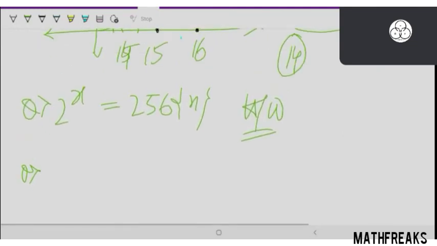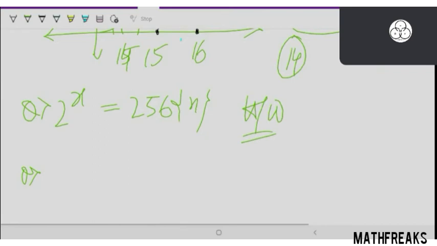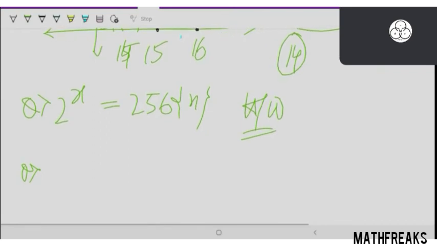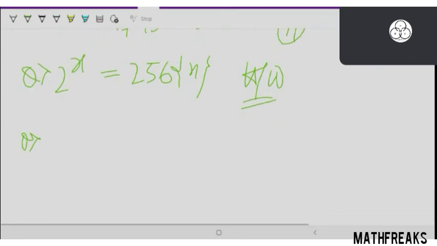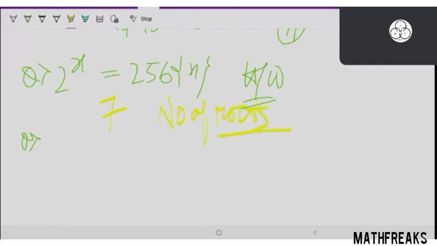Write it. Curly x, curly x. This is curly x. Answer is 7. Number of roots. Yes, find the number of roots. Answer is 7.